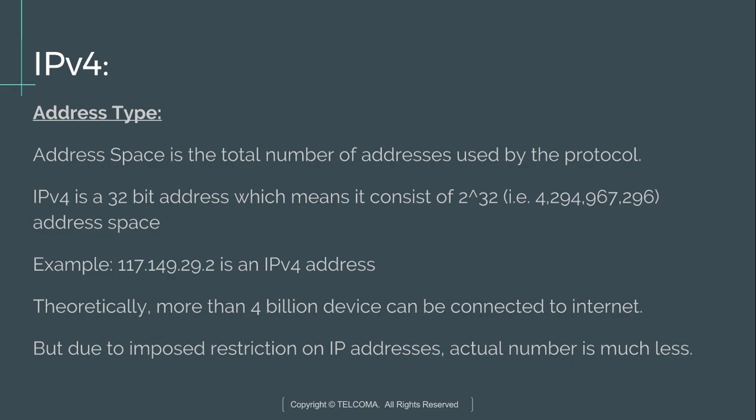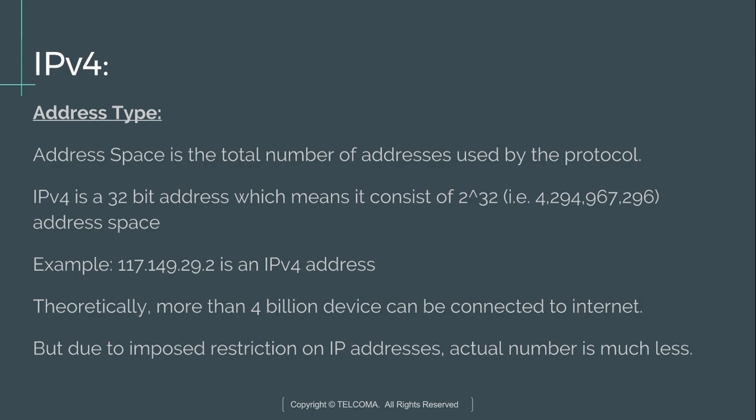Next is the address type of IPv4. The address space is the total number of addresses used by the protocol. How much address space is used by IPv4? IPv4 is a 32-bit address, which means it consists of 2 raised to the power 32 address space, that is 4 billion addresses. An example of an IPv4 address is 117.149.29.2.